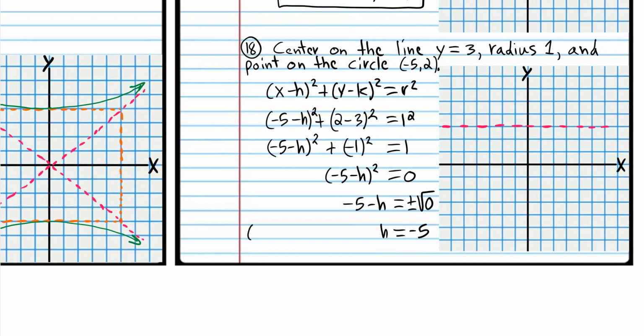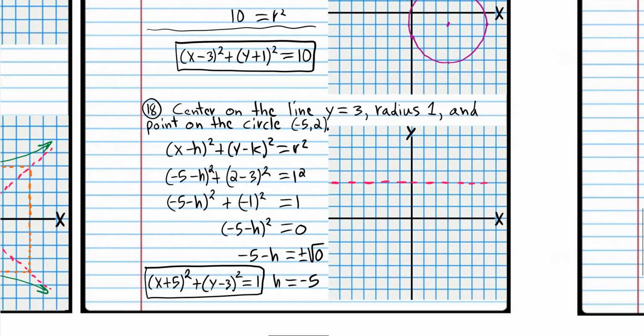So we can write the equation. So x minus the x value of the center. So that's a double negative that becomes a positive. And we have y minus the y value of the center is equal to r squared, which is 1. So that is the equation.